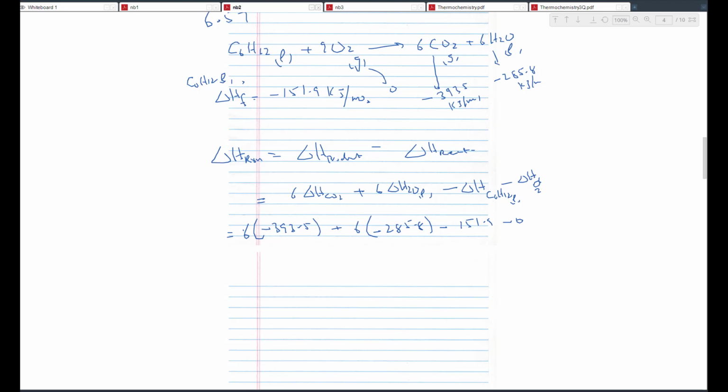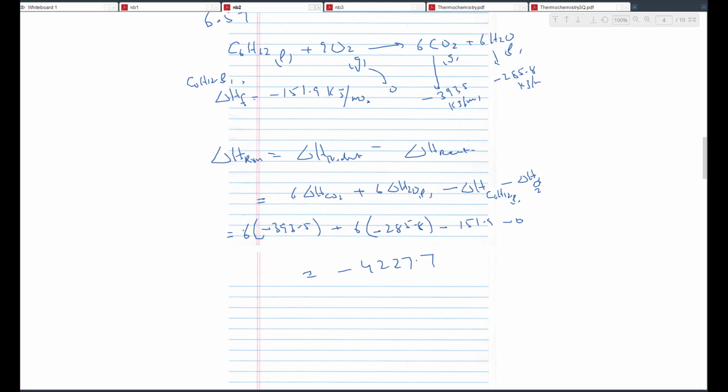Now let's do this. 6 times, in the parenthesis I am taking minus 393.5, closing the parenthesis, and now plus 6 times minus 285.8, and now minus 151.9. What is your answer? Negative 3923.9. Oh, maybe I am wrong, because I am getting something different.